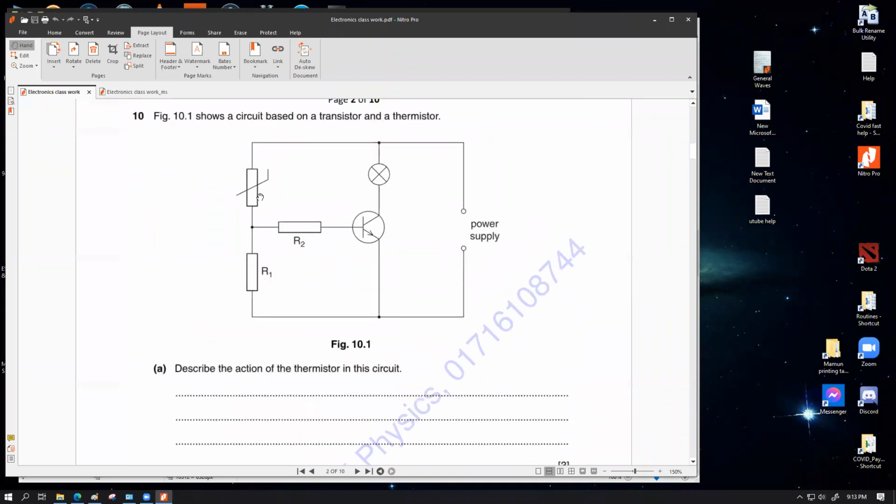Have a look. When temperature is low, the thermistor resistance is high, comma, voltage of thermistor is high, comma, voltage across R2 is low, or you can write small, comma, base current is small, comma, collector emitter current is also small, comma, bulb does not blow up, or you can write bulb does not switch on, full stop, and vice versa, full stop.